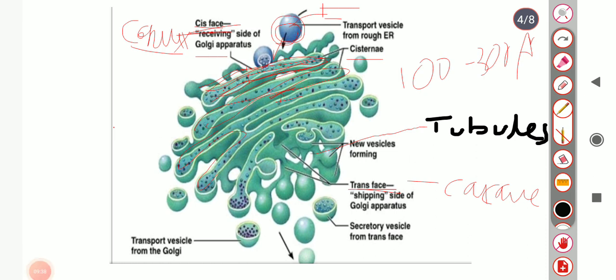Let's come to tubule. The tubules form a complicated network toward the periphery of the maturing face or trans face of the cisterna, and actually tubules arise due to the fenestration of cisterna, and they have a diameter of 30 to 50 nanometer.